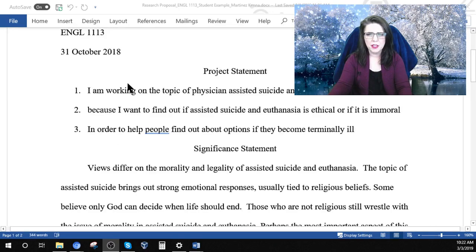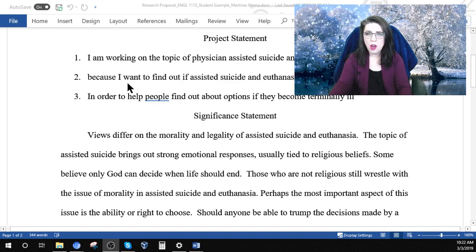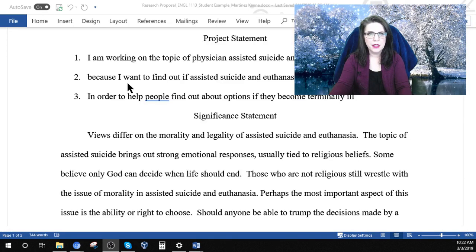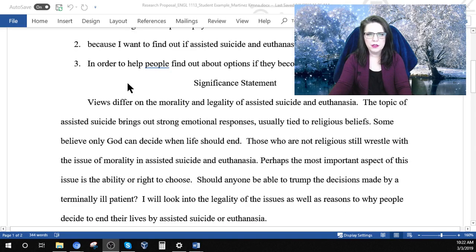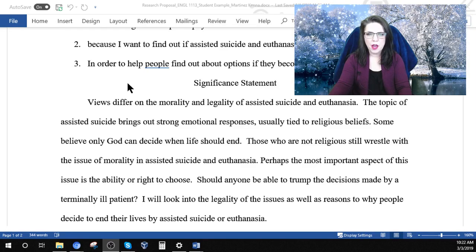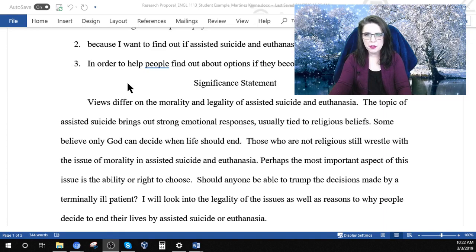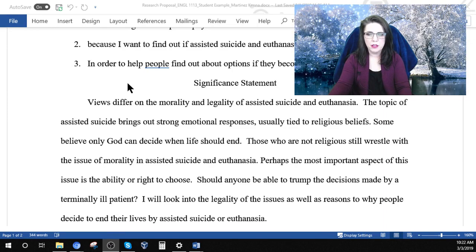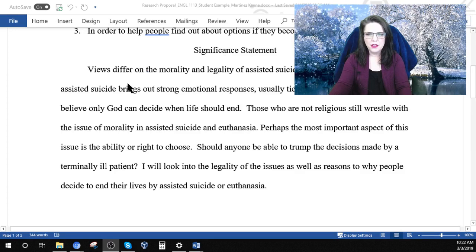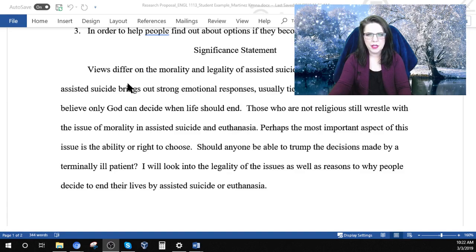So let's look at her significant statement. Views differ on the morality and legality of assisted suicide and euthanasia. The topic of assisted suicide brings out strong emotional responses, usually tied to religious beliefs. Some believe only God can decide when life should end. Those who are not religious still wrestle with the issue of morality in assisted suicide and euthanasia. Perhaps the most important aspect of this issue is the ability or right to choose. Should anyone be able to trump the decisions made by a terminally ill patient? I will look into the legality of the issues as well as reasons to why people decide to end their lives by suicide or euthanasia.